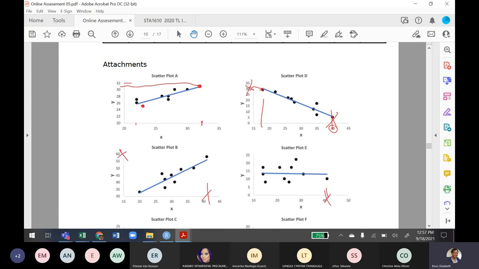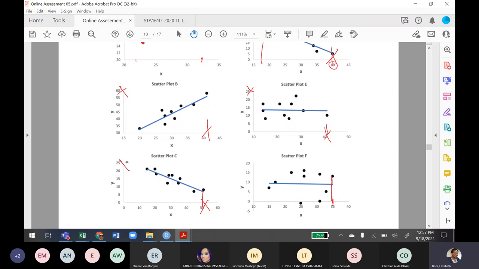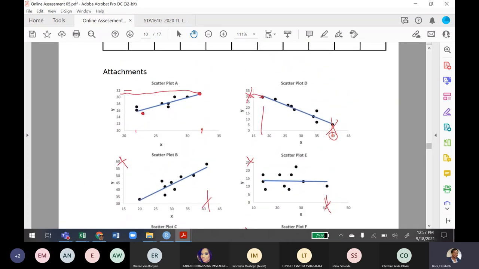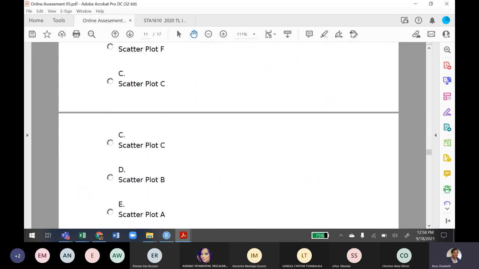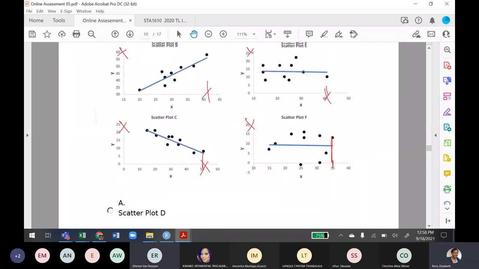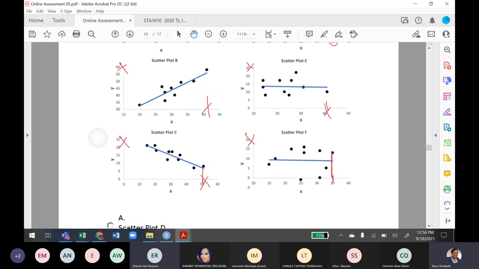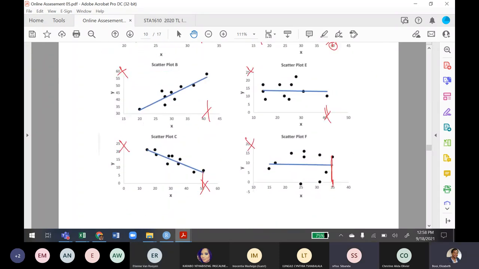And this ends at 60. This ends at 25. We know that the highest value is 30. So the only graph is plot A. So let's see. A, B, C, D, E, F. It says the correct one is plot E. So that won't be right. So the answer is E for plot A.